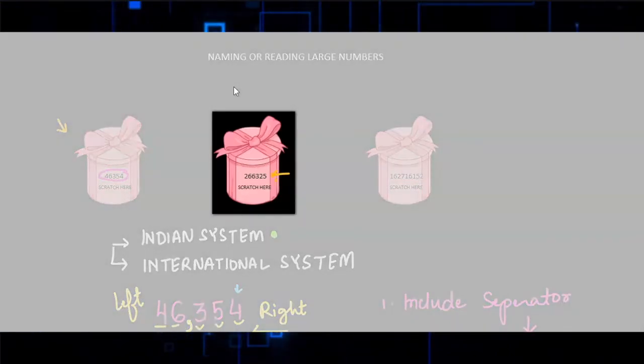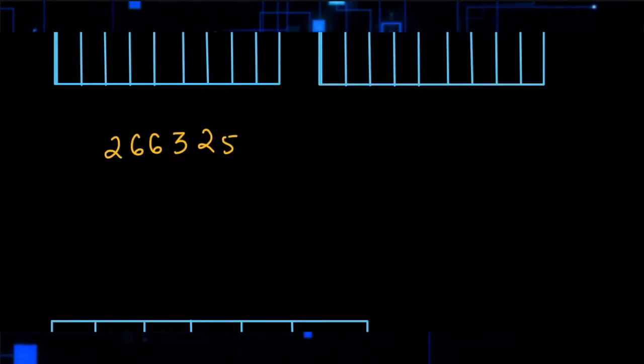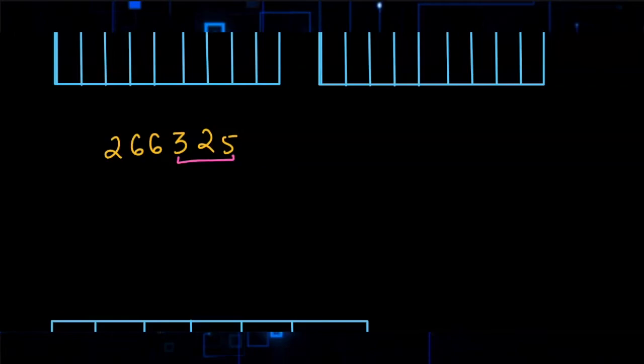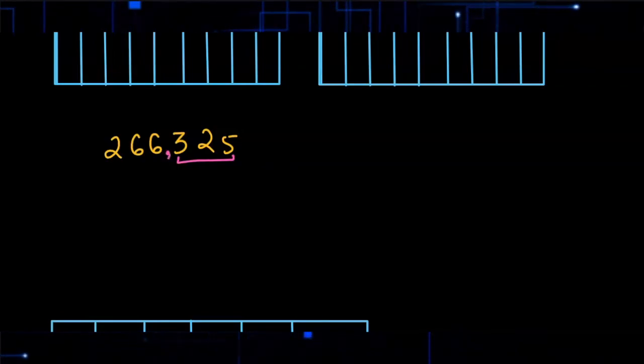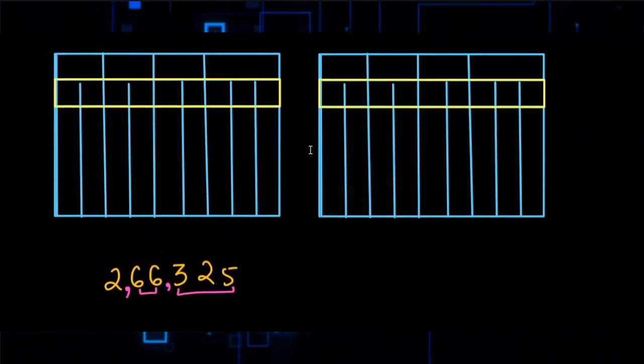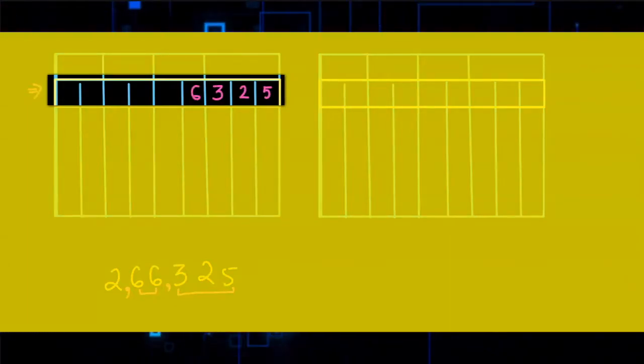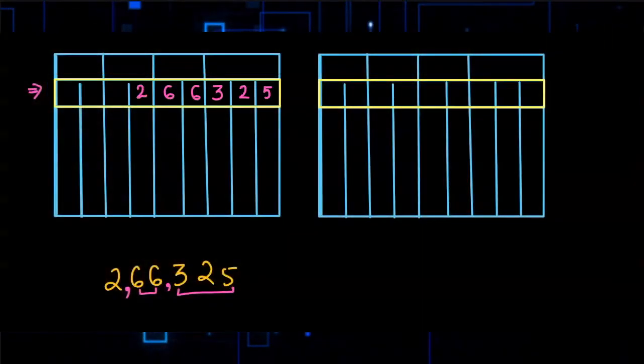Now let's switch to this number. This is 266325. I'll write it here. 266325. First of all, what we need to do is put commas, that means break it into its periods. So first we'll select 3 numbers together, the comma will come here, then 2, so these 2 and comma will come here. Now we'll take these digits and place them in this box. So 5, 2, 3, 6, 6 and 2.